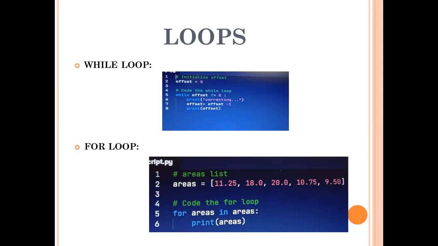Now talking about the for loop. A for loop is also similar to the while loop. Here in this example, I have a list called areas with its values given in square brackets. For example, I want to code the for loop. Again, this code will be given in the condition provided. I want to print out all the elements in areas. So I will write the for loop as this: for area in areas, print area.